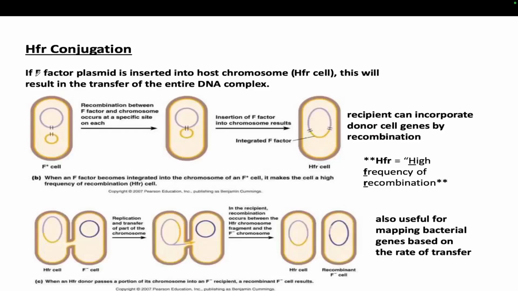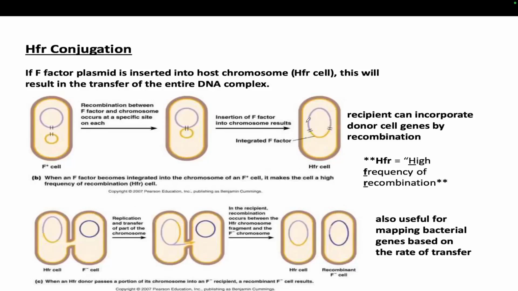Now let's see how HFR conjugation happens. If the F factor plasmid is inserted into the host chromosome, it is called an HFR cell, and this will result in the transfer of the entire DNA complex. Suppose this is the F positive cell. Recombination between the F factor and chromosome occurs at a specific site on each. Because of homologous recombination, it will integrate, and after integration it is called the HFR. When the F factor becomes integrated into the chromosome of the F positive cell, it makes it a high frequency recombination cell.